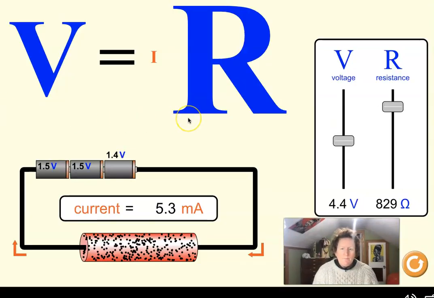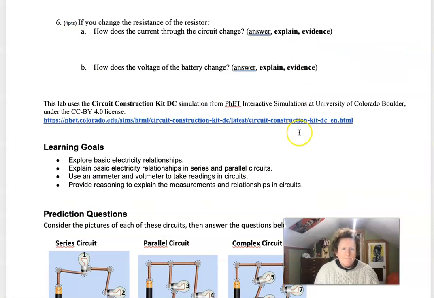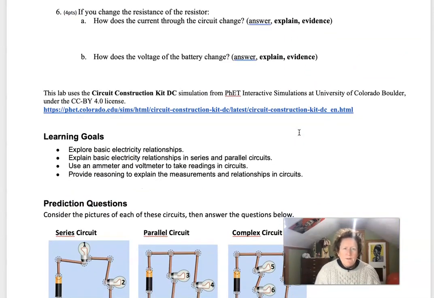We're not changing the battery because the volts don't change. If we're just altering resistance, voltage doesn't move, just current. So hopefully that gives you a good idea of how to answer number 6.